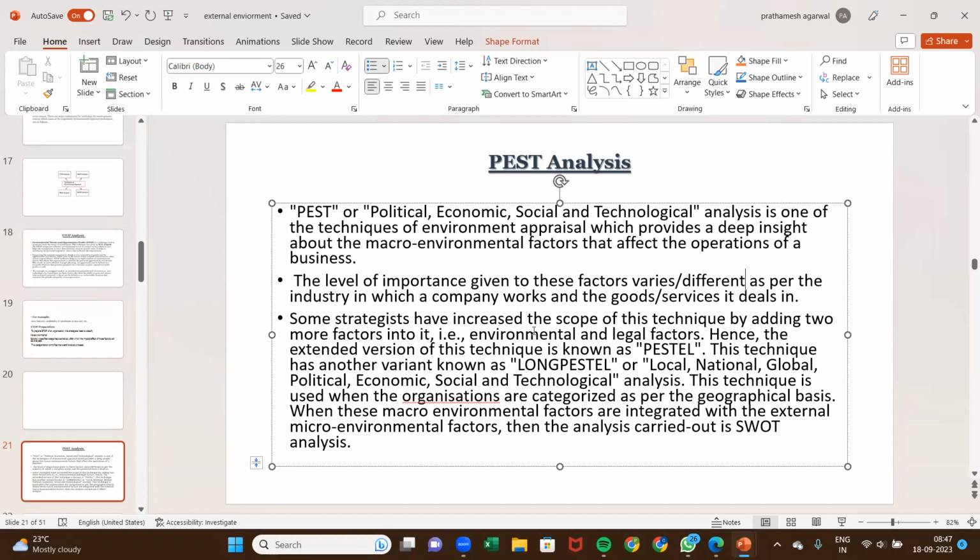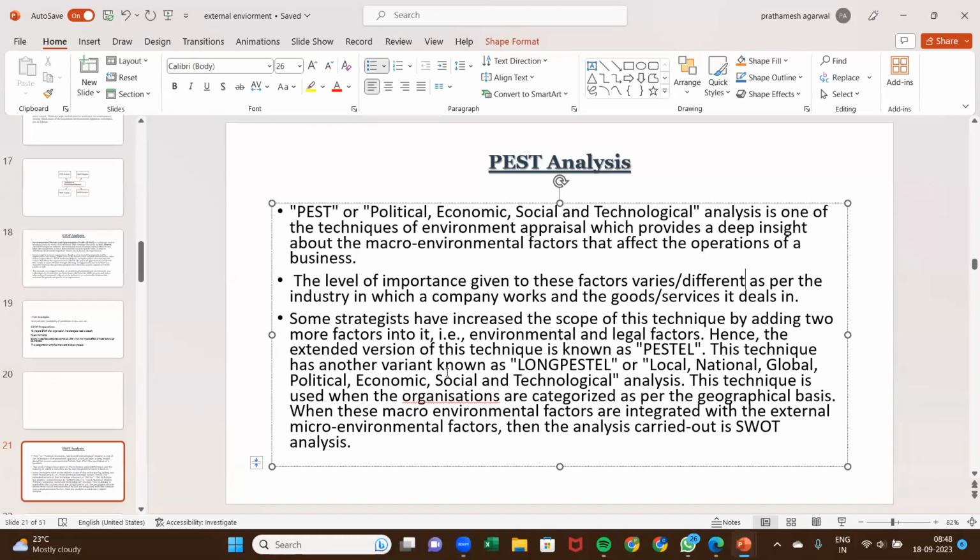Then some strategists have increased the scope of these techniques by adding two more factors, the environmental and the legal factors. So this PEST becomes PESTLE, right? Initially we had political, economic, social, and technological. Then we added two more factors, environmental and legal factors. Hence, the extended version of this technique is known as PESTLE.